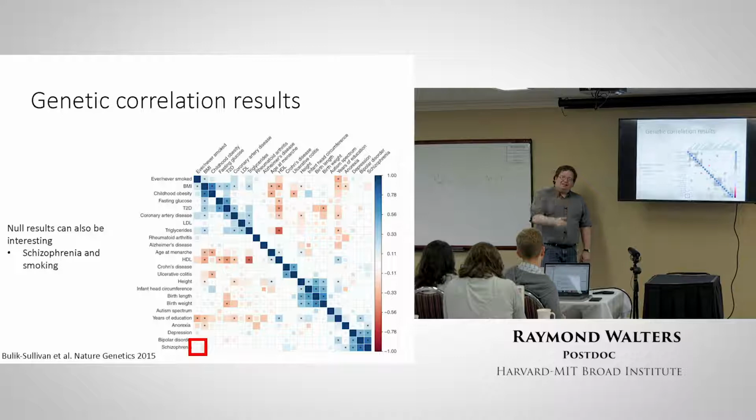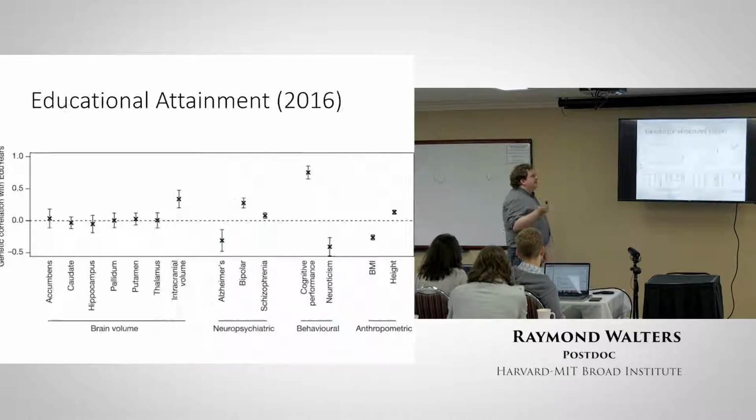And if you haven't represented that many individuals with schizophrenia in your GWAS of smoking behavior, then maybe you don't see a genetic correlation, and maybe that's noteworthy even though it's a null finding.